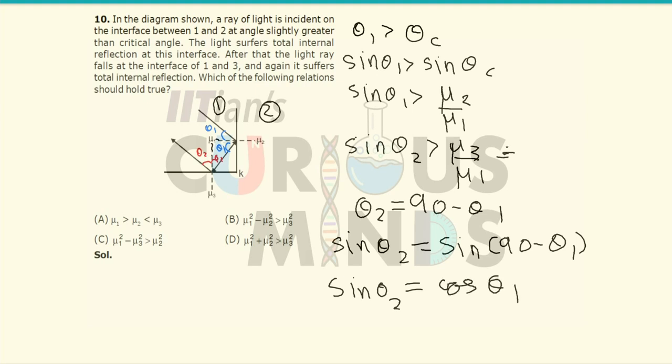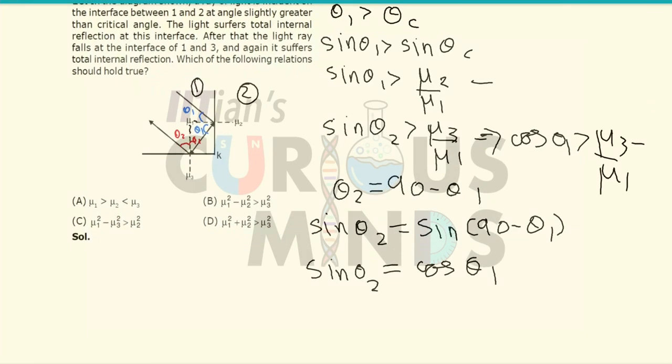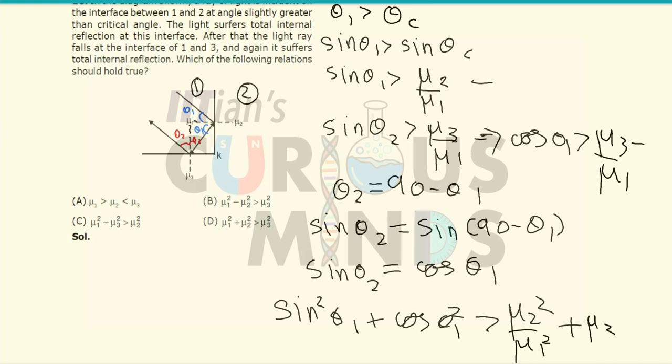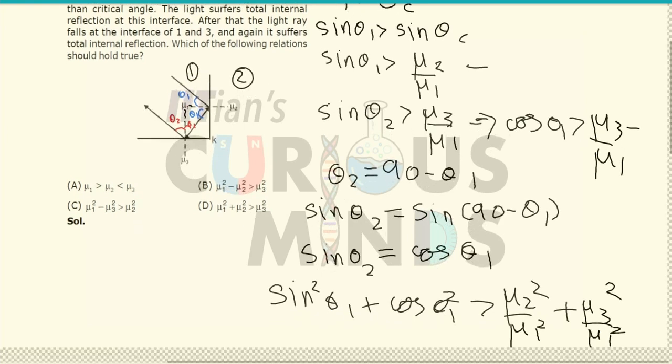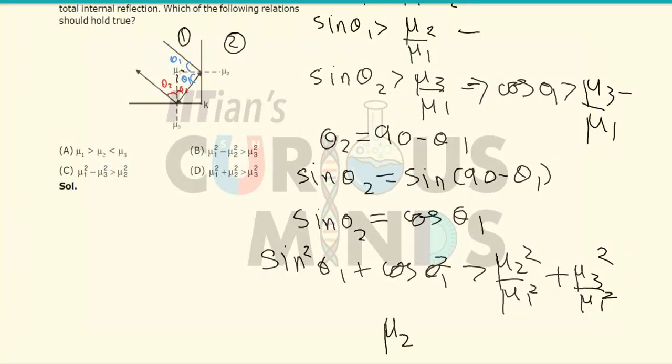So I will substitute the same values over here. Cos theta 1 should be greater than mu 3 divided by mu 1. I will square and add both of them. When I square and add, sin square theta 1 plus cos square theta 1 should be greater than mu 2 square divided by mu 1 square plus mu 3 square divided by mu 1 square. So when I substitute the values, mu 2 square plus mu 3 square will be greater than mu 1 square.